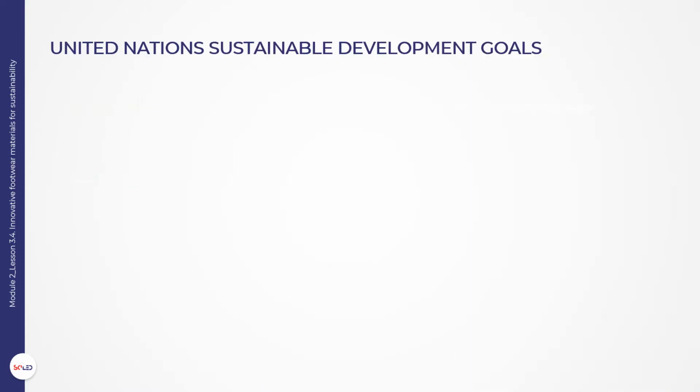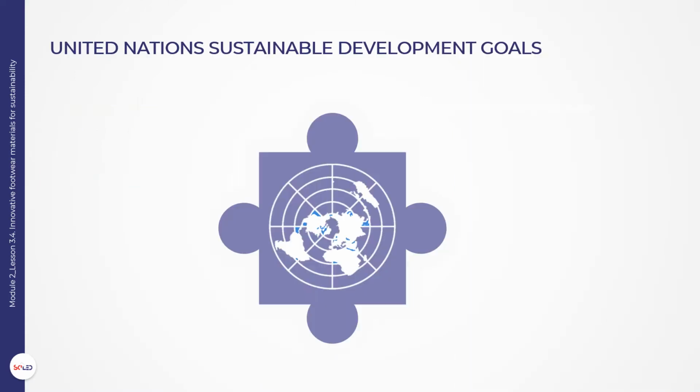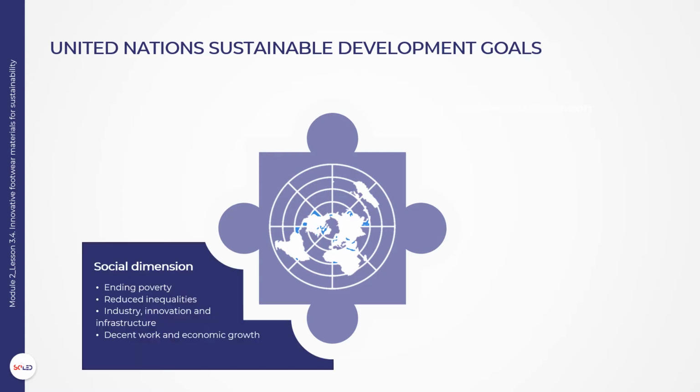United Nations Sustainable Development Goals. The United Nations has established sustainable development goals related to the three pillars of sustainability, although interconnected with each other. The eradication of poverty, economic growth based on decent work, the reduction of inequalities between countries, and the generation of industry, innovation and infrastructure are related to economic sustainability.